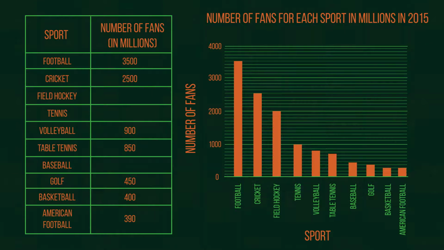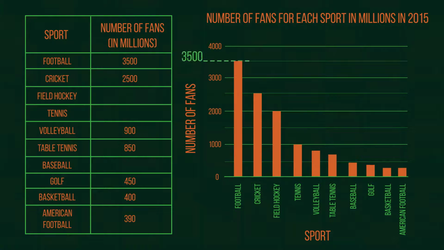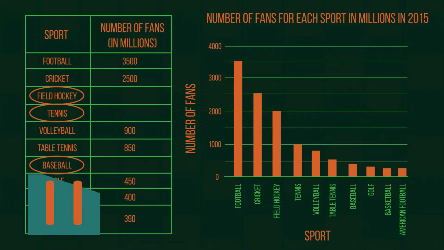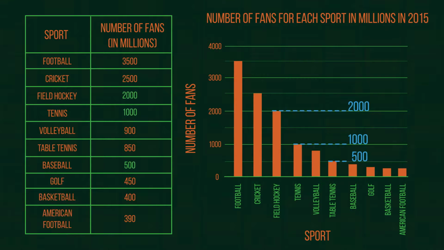So back to the data. 3,500 football fans means the bar is this high. From the bar graph, can you work out how many field hockey, tennis, and baseball fans there are worldwide? Pause the video and give it a go. Did you get them right?